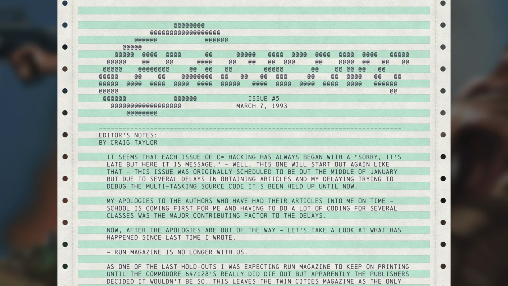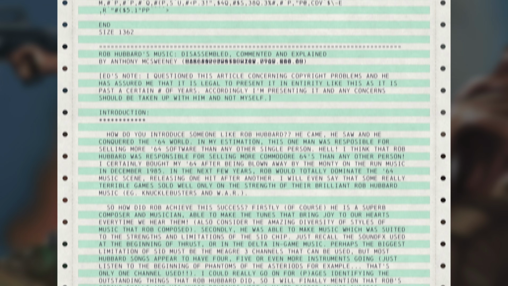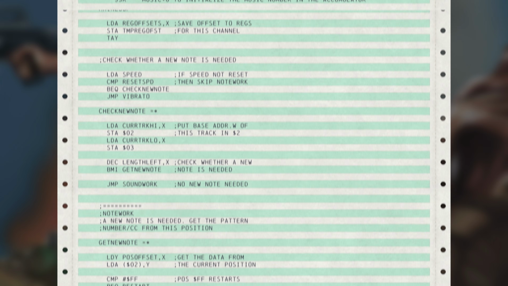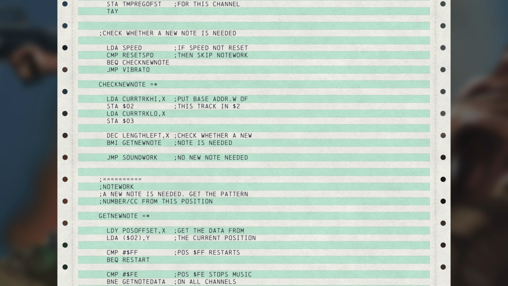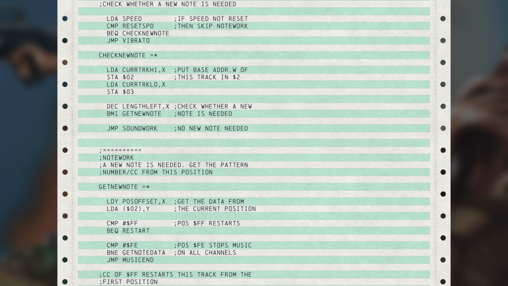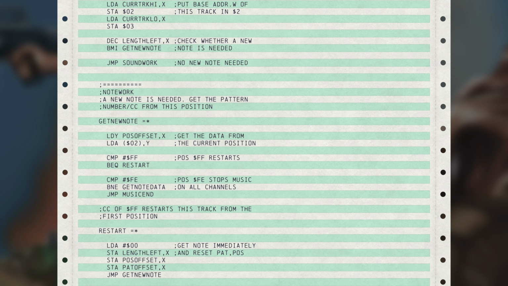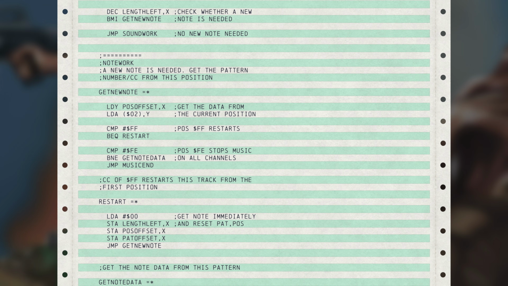In March of 1993, the online newsletter C Hacking, that's C as in Commodore, featured an annotated disassembly of Rob's music player, reverse-engineered by then-grad student Anthony McSweeney. This code is specifically for the 1985 platformer Monty on the Run, but it needs very little modification to play Rob's Commando tunes, and from my probing around is compatible with the fundamentals of at least 30 of Rob's early Commodore 64 works.